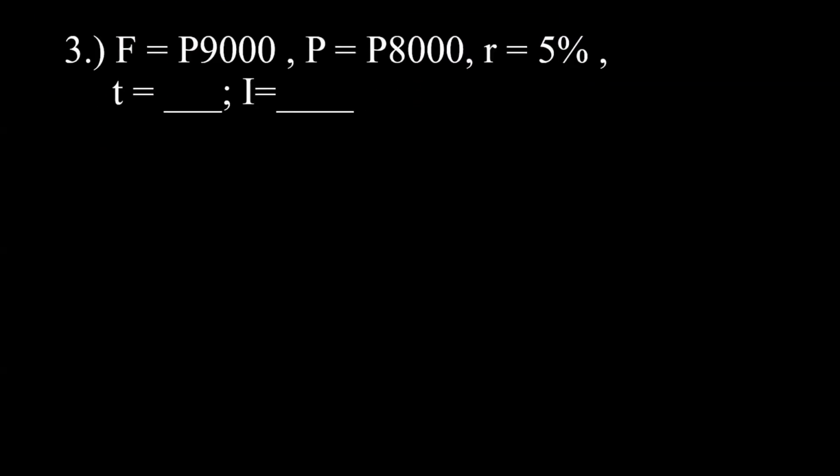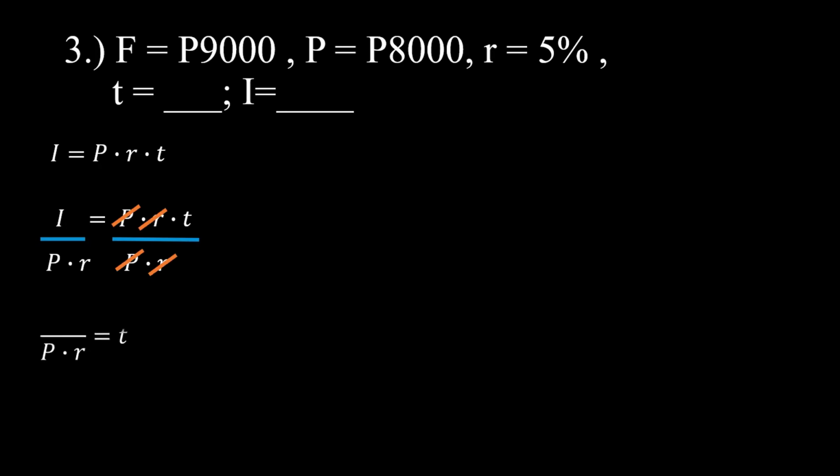Problem number 3, the future value is given, which is 9,000 pesos. The principal value is given, which is 8,000 pesos. And the rate of interest is also given, which is 5%. And we have two unknowns, which is the time and the interest. So for us to solve the time and interest, we have to derive the formula for the time using the original formula of simple interest, which is I equals principal times rate times time. So we will be dividing both sides by the principal and rate so that we can cancel out P and R for the numerator and denominator.